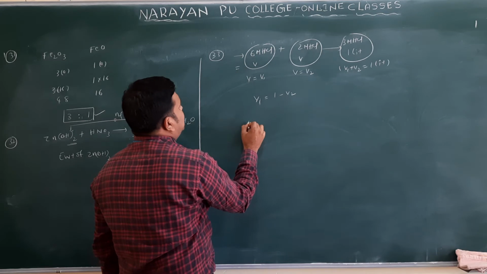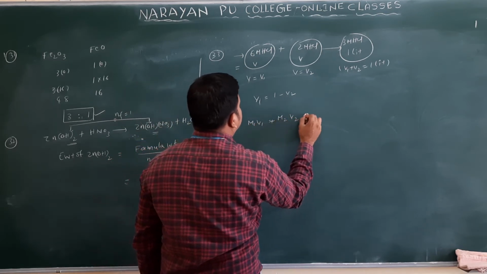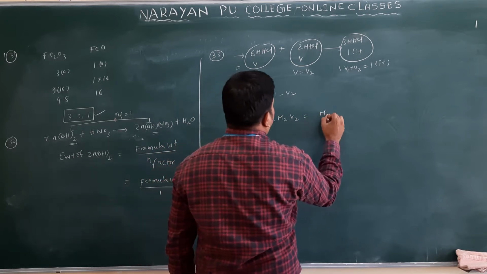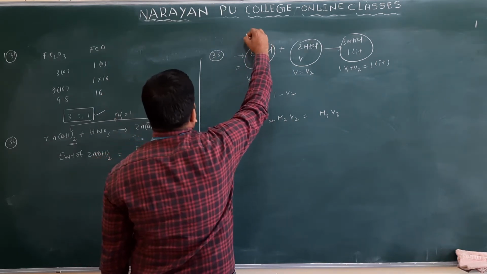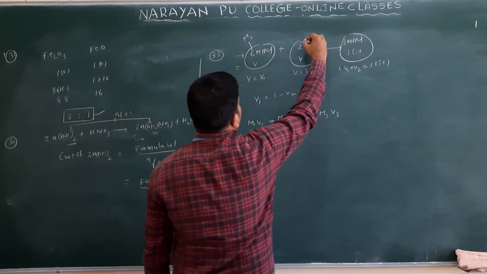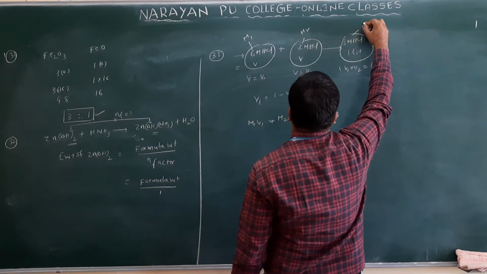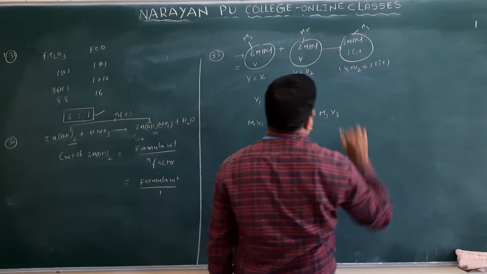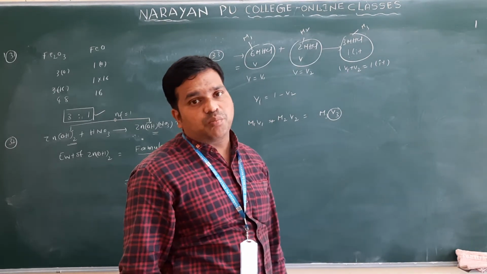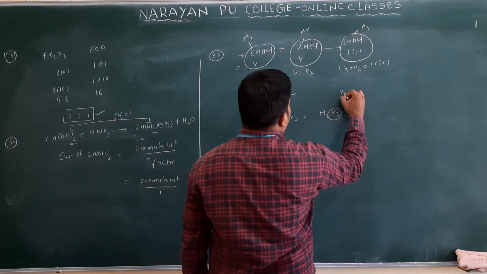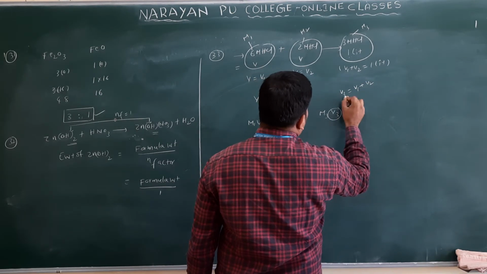Now this is the first one, this is the second one, and this is the resultant one. I will write M1V1 plus M2V2 is equal to M3V3. Here 6 molar HCl is M1 and its volume is V1. 2 molar HCl is M2 and its volume is V2. 3 molar HCl is M3, and V3 is the total volume, V1 plus V2. Practically, they have given the V3 value as 1.